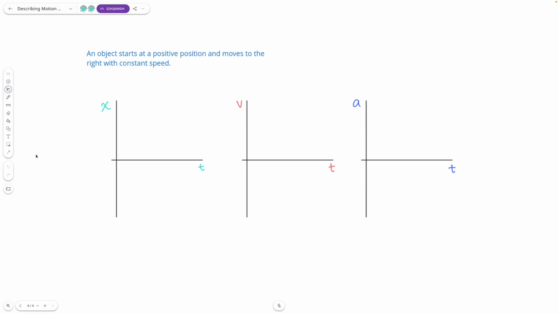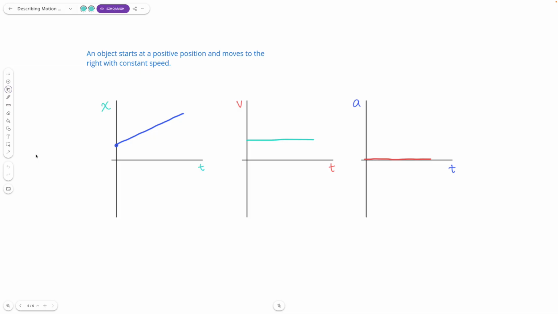And last example, we have a positive position to start, and we're moving to the right, which we'll take to be the positive direction, with a constant speed. So starting at a positive position means our y-intercept on position versus time is positive. Moving to the right, we have a positive slope. Constant speed means we have a constant slope. So we have a constant positive velocity. And if the velocity is constant, our acceleration is 0.